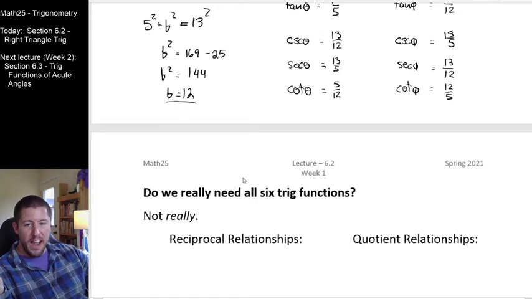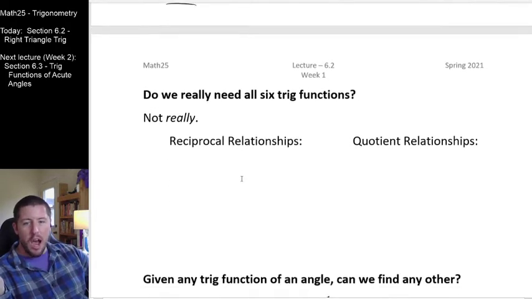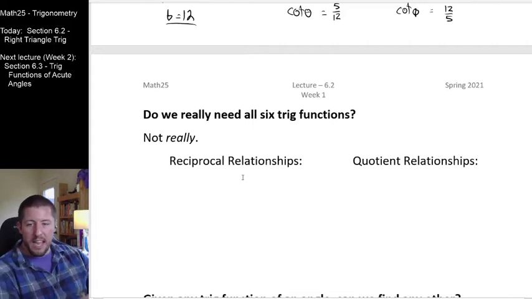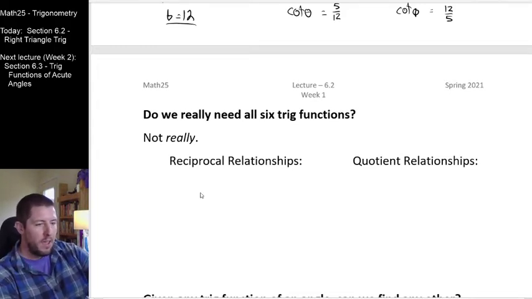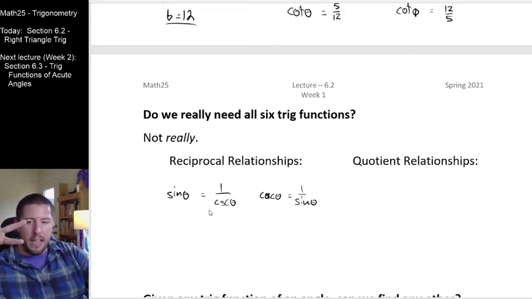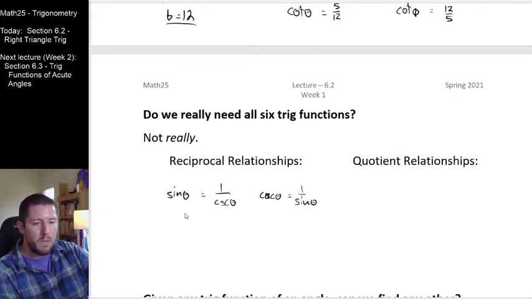Hopefully the question you're asking right now is, do we really need all 6 trig functions? The answer is kind of no, not really. I'm going to emphasize that some of these are more important than others. Our reciprocal relationships are things like sine of theta equals 1 over cosecant of theta, and vice versa. Cosecant theta equals 1 over sine theta. That's a reciprocal, a flipped fraction version.